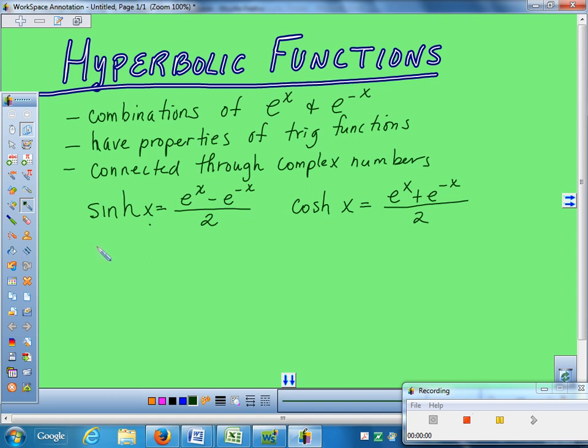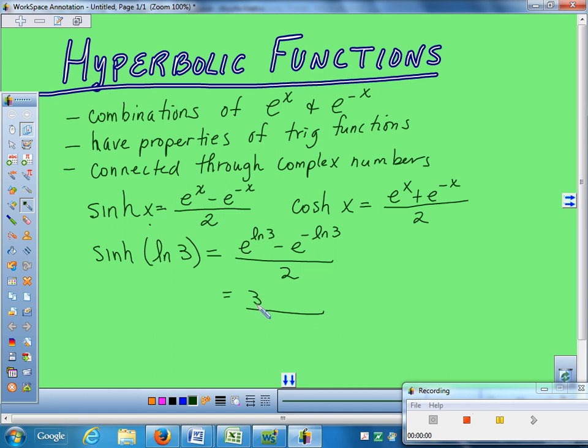Okay, so they might ask you to find the hyperbolic sine of the natural log of 3. So what do they want you to do? Yes, exactly. And then simplify that. What's e to the natural log of 3? 3 plus 3 over 2.